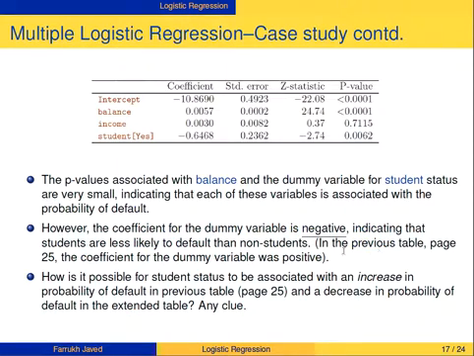So what happened here? In the previous table with students, the parameter was positive, but now it is negative. So how is it possible for student status to be associated with an increase in probability of default in the previous table and a decrease in probability of default in the extended table? What do you think? What could be the possible reason for this change in the sign of the parameter?